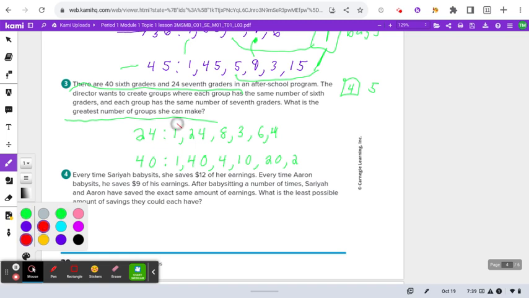So, for example, 1 is a common factor. So I could separate them into one team, right? 24 in one group and 40 in the other. But I'd want to look for a greater number. So I see here the number 4, right? And this might work well because if I put them into 4 groups, I'd have a good number of groups for that class or those groups of students because I'd have 4 times 6. It'd be 24 for the number of 7th graders, right? I'd have 4 groups of 6.